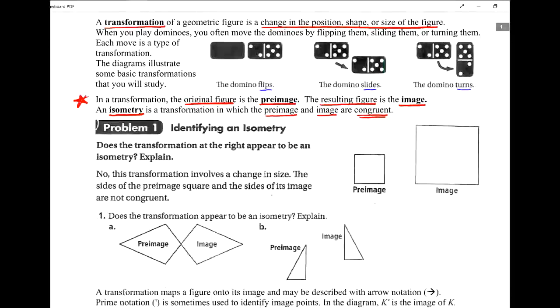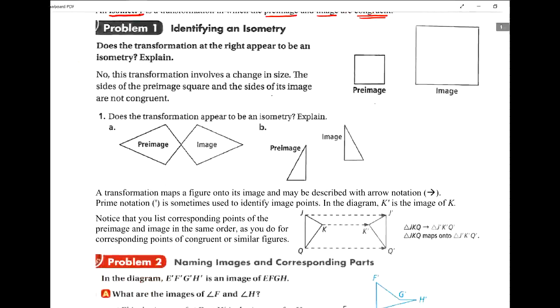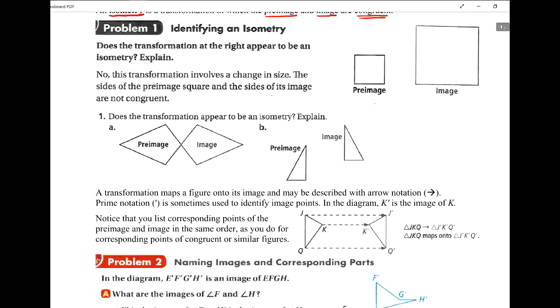Okay, let's look at our first example here. Is the transformation at the right an isometry? No. Why? Because it involves a change in size. This is actually called a dilation. The pre-image, that's the original, and the image are not congruent. So let's pause the video and do the next two problems.